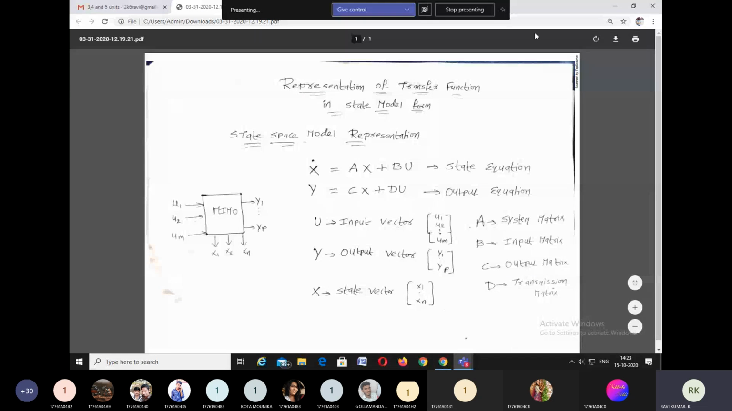We will also see how to write the transfer function for a multiple input, multiple output system. All these things we can see.